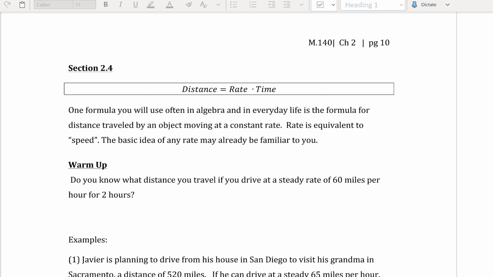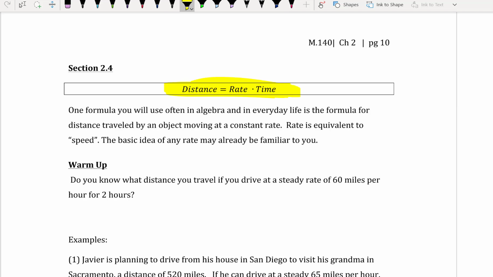This is all about using that formula, distance is equal to rate times time. So here, we're going to keep seeing this formula popping up and refer to it as the motion applications.